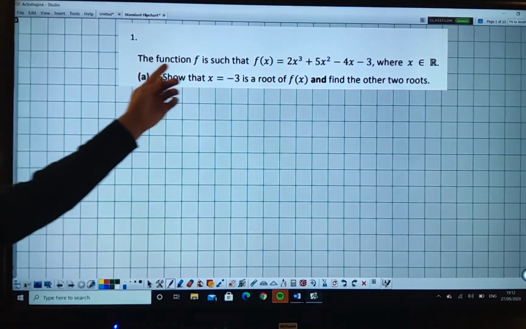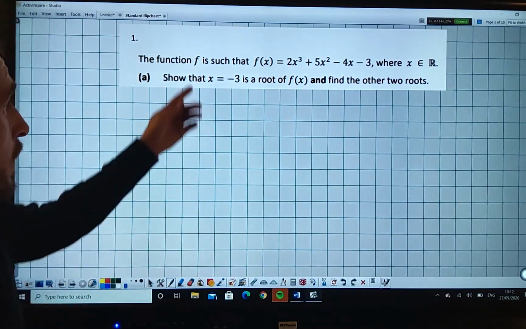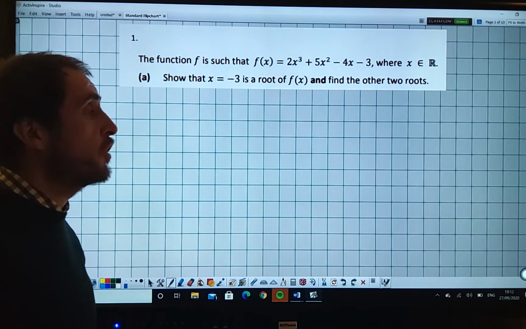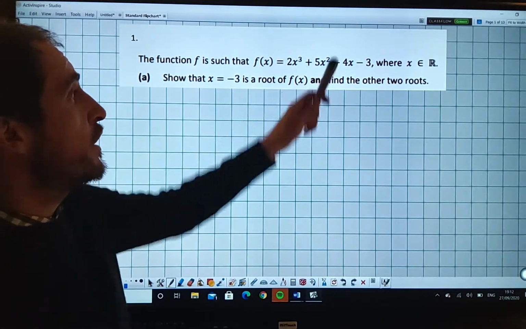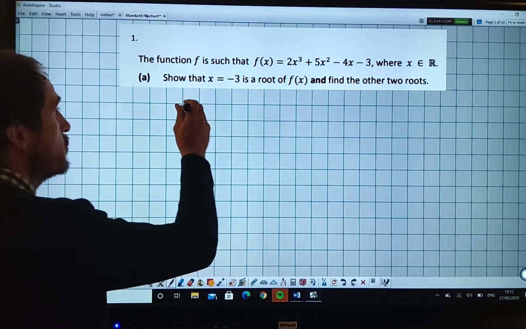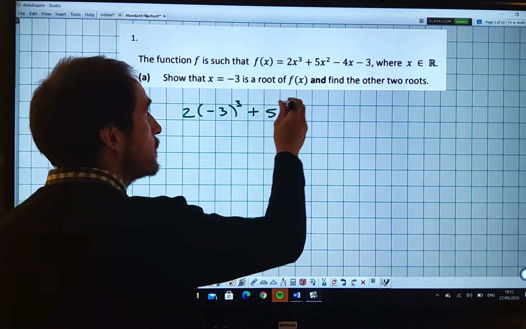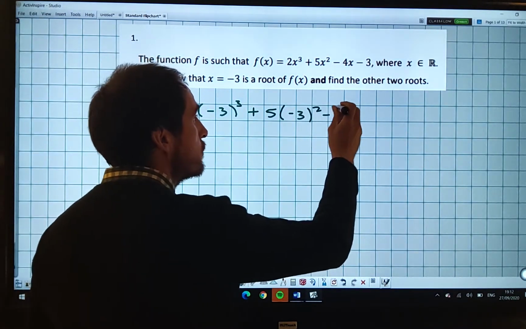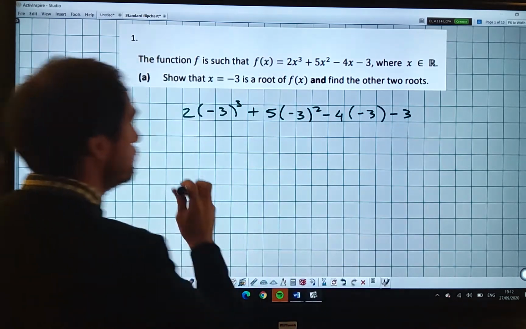It says, the function f is such that f of x is equal to that, where x is a real number. Show that x is equal to minus 3 is a root, and find the other two roots. So if x is equal to minus 3 is a root, if I sub minus 3 in for x, it will equal 0. So I just do 2 times minus 3 cubed plus 5 times minus 3 squared minus 4 times minus 3 minus 3.